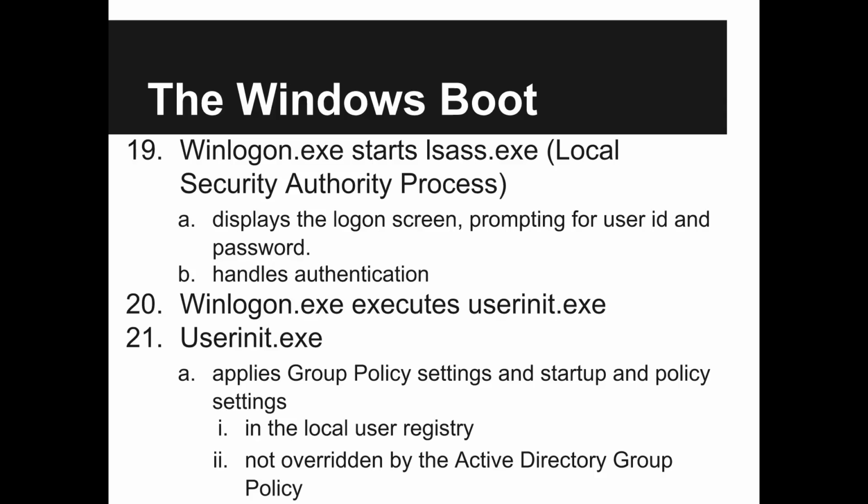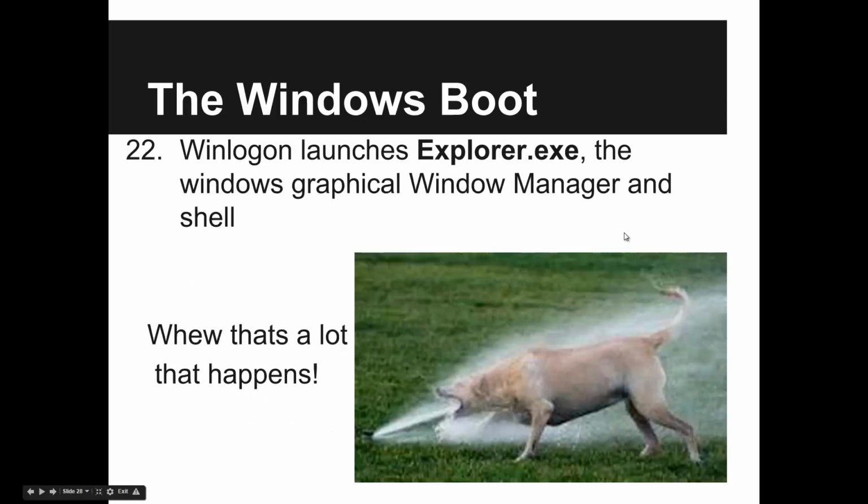Anyways, I digress. The winlogon process executes userinit.exe, which begins applying group policy and permission settings to the user's environment and file system, and in that specific user's registry hive. And finally, explorer.exe will be launched, and that is what provides the GUI and the graphical desktop that everyone is used to in Windows. And that is a lot of information, and that's about all you need to know for the Windows boot process for the scope of this class.